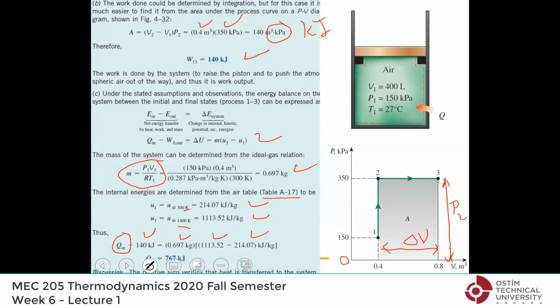This is the only unknown, Q_in. And when you solve for it, you get the amount of heat transfer there. Which means during this process, 767 kilojoules of heat is transferred to the air. And the work done is 140.